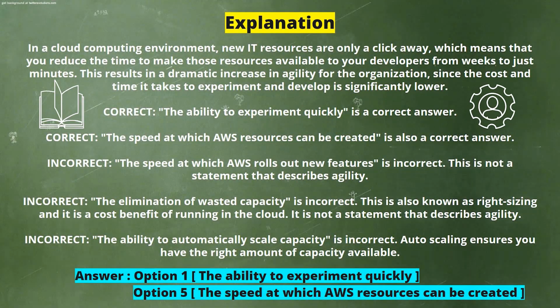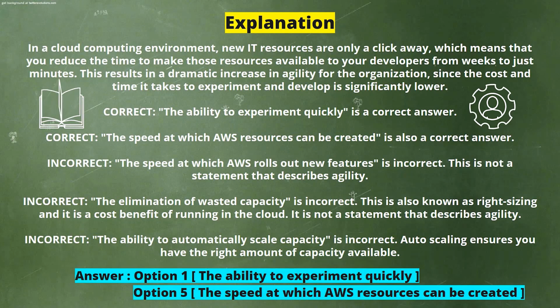Explanation. In a cloud computing environment, new IT resources are only a click away, which means that you reduce the time to make those resources available to your developers from weeks to just minutes. This results in a dramatic increase in agility for the organization, since the cost and time it takes to experiment and develop is significantly lower. Correct, the ability to experiment quickly is a correct answer. Correct, the speed at which AWS resources can be created is also a correct answer.